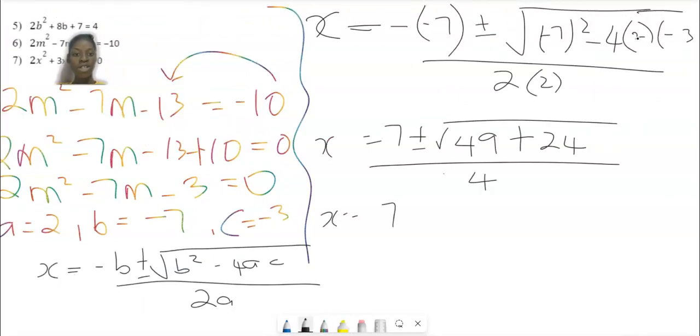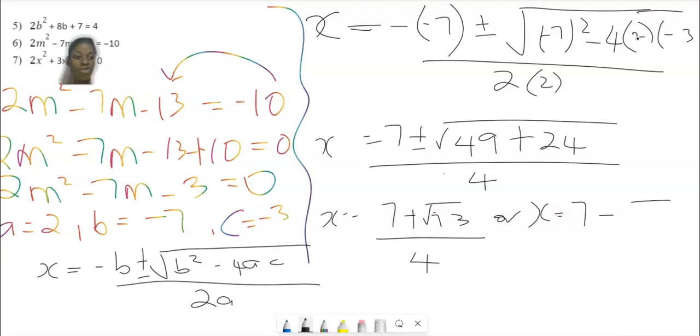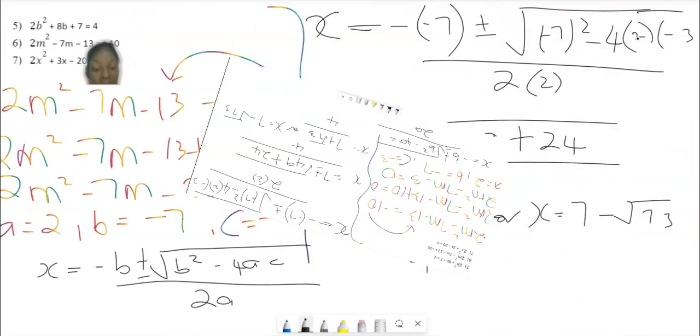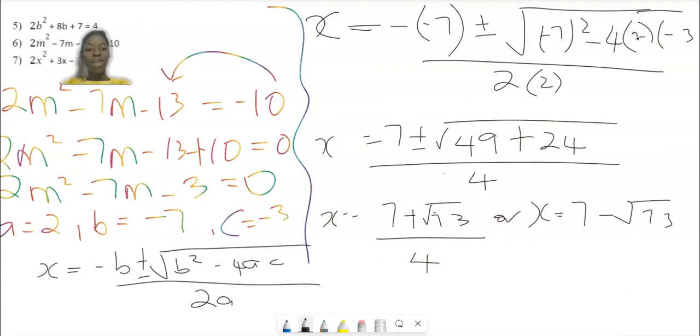Simplify further. 7 plus or minus the square root of, what is 49 plus 24? So that is 73, divided by 4, or x equal 7 minus root 73, divided by 4. Sometimes I choose to find the root first before I separate the sign, but you don't have to. In this case, I've chosen not to.